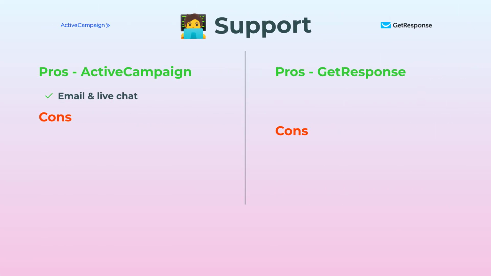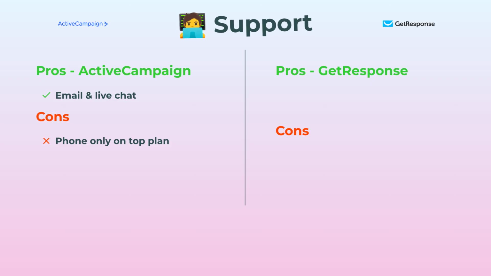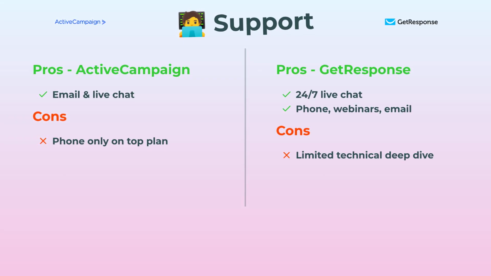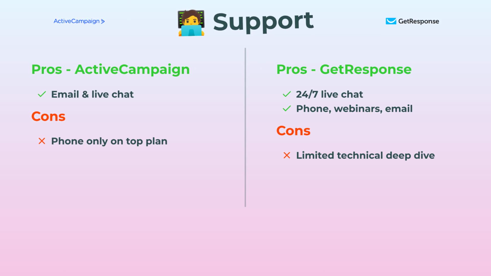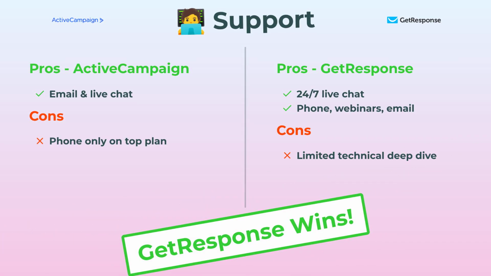And finally, support. ActiveCampaign gives you the basics, email and live chat, but if you want to actually call someone, that's only on their highest plan. Not super ideal if you're the type who needs answers fast. Now, GetResponse goes hard here. 24/7 live chat, phone support, webinars, the works. Sure, sometimes they might not deep dive into technical issues, but you can actually get a human anytime. So for support, hands down, GetResponse is your friend.